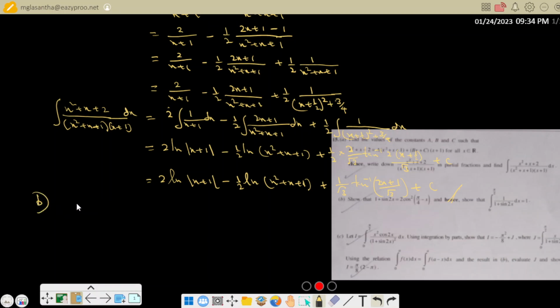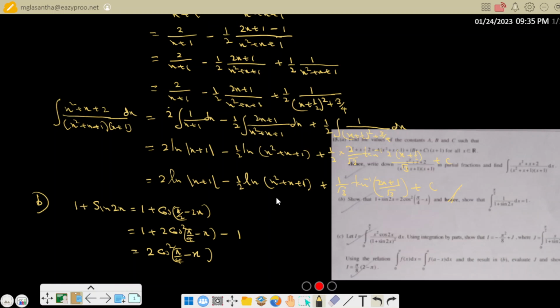Then part B, show that 1 plus sine 2x. So this equals 1 plus cos(pi by 2 minus 2x). Then you can put in half angles: 1 plus 2 cos squared(pi by 4 minus x) minus 1. So this equals 2 cos squared(pi by 4 minus x).